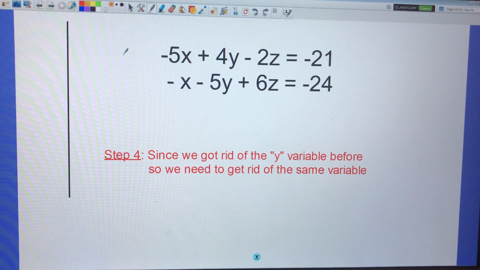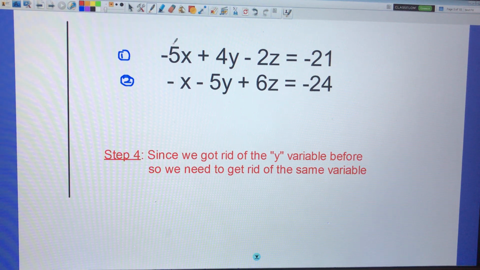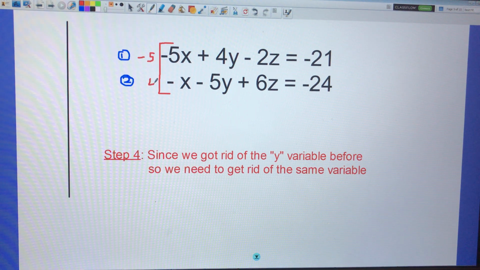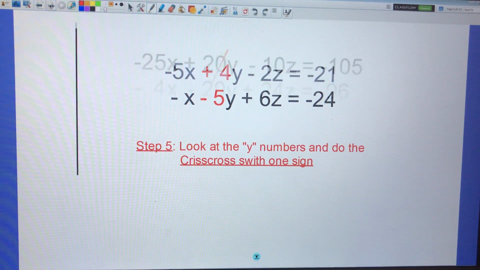This was equation 1, and this was equation 2. I'm going to draw my bracket. Then I'm going to notice my y numbers, not my x numbers, not my z numbers, my y numbers. The reason why is because I canceled out the y twins in the beginning, so I'm going to have to use my y numbers. So it's a 4 and a negative 5, so crisscross those numbers, negative 5 and positive 4, and then change one of the signs.